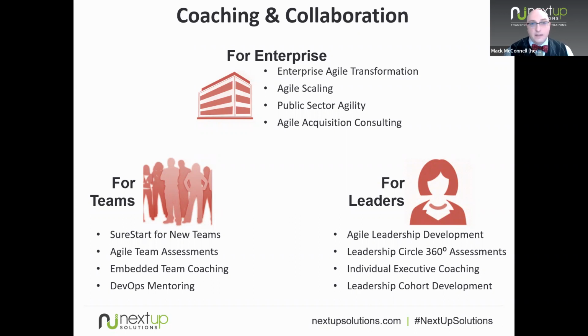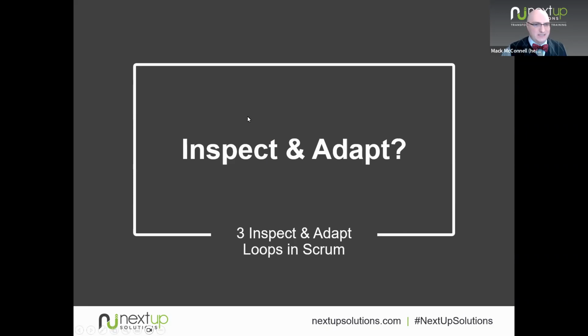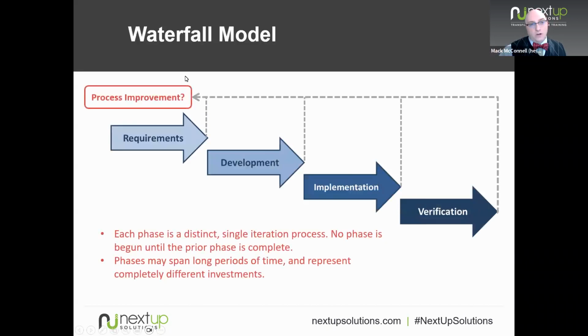Let's go ahead then and dive in to today's topic, which is inspect and adapt. Yes, how does inspect and adapt work in Scrum? That's what we're going to talk about today. Basically, the big difference between waterfall models in general and Agile models in general really does have to do with feedback. How often does it happen? And how central is it to the way that process functions?